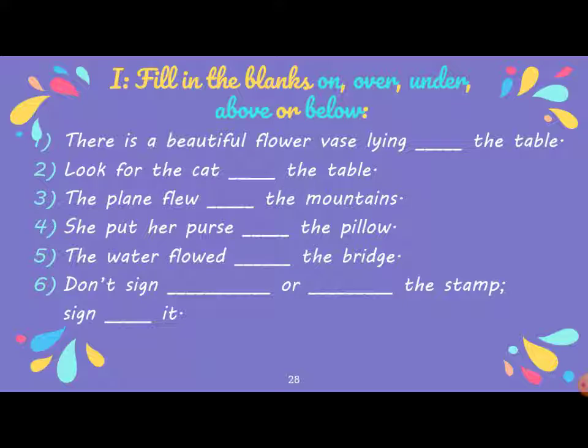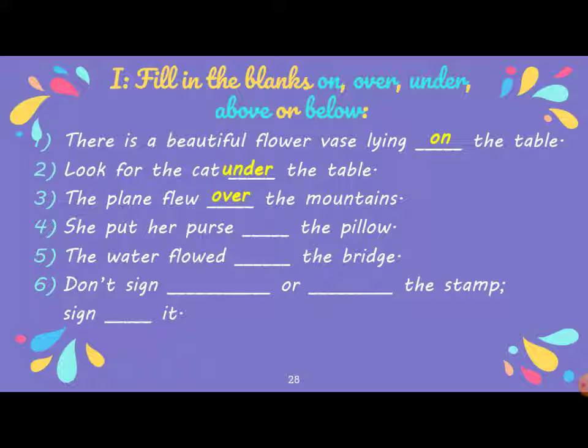Fill in the blanks with on, over, under, above or below. There is a beautiful flower vase lying on the table. Look for the cat. Where will you look for the cat? Under the table. The plane flew dash the mountains. Now, dear children, the plane is flying. It is not standing on the mountain. So, you will use, the plane flew over the mountains.